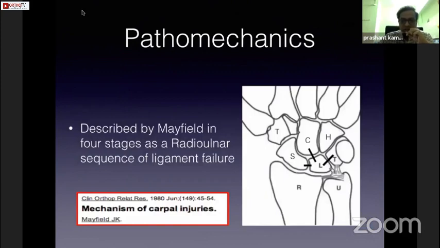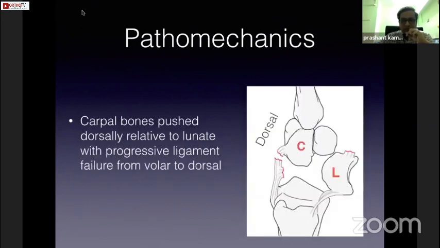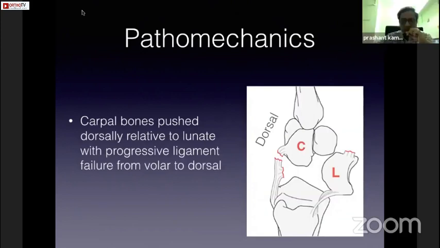Let's now see the pathomechanics. This was described by Mayfield in the 1980s. He termed this a progressive interosseous ligament failure starting from the radial to the ulnar side, and he described them in 4 stages, and we'll see each stage in detail with some clinical cases. These are a result of hyperdorsiflexion with ulnar deviation under an axial force, and as a result of complete disruption of the ligaments at the midcarpal joint, the distal row is pushed dorsally relative to the lunate.